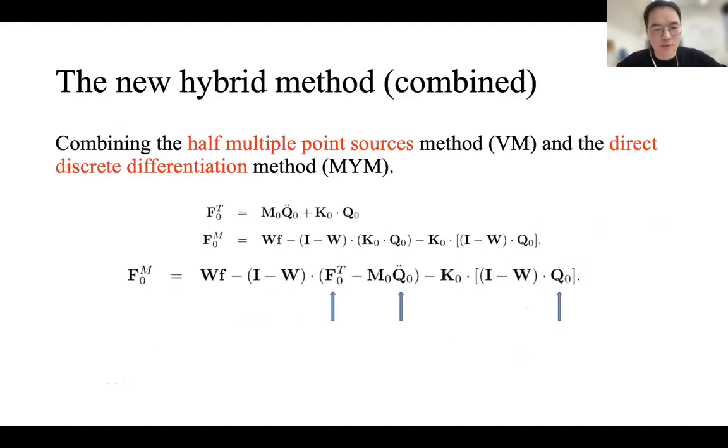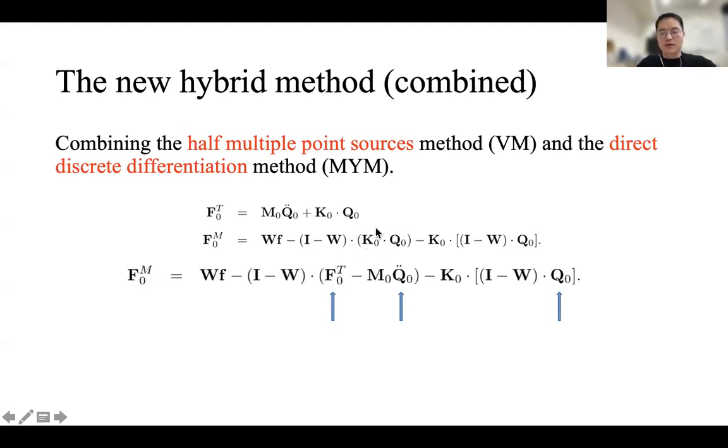So here is a new compliant way proposed by us. Because we have the formula here from the VM way, and the second way just now, the Mason way, is in this formula, we can find that because K is a matrix, this part takes memory, because we need a KQ.